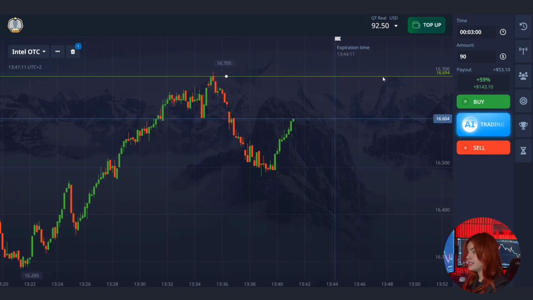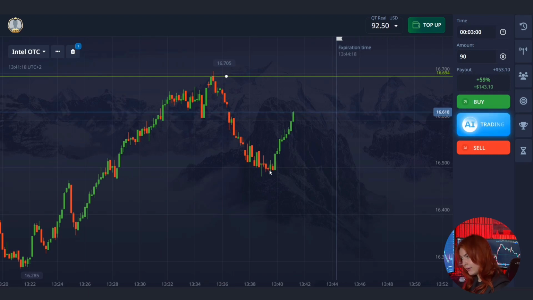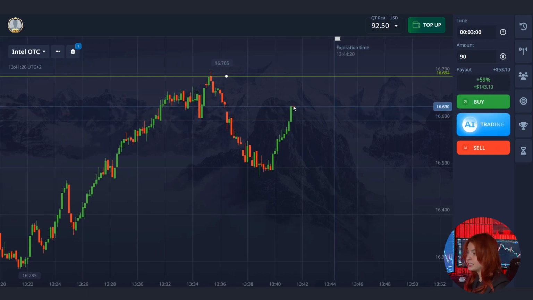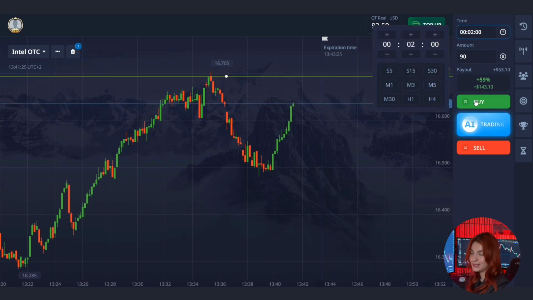Okay, here we see the resistance level. At the same time, we also see that after touching the level, there was a pullback down. And after the pullback, the price turned around and is approaching our level again. And in this situation, I suggest opening a deal for 2 minutes to buy.